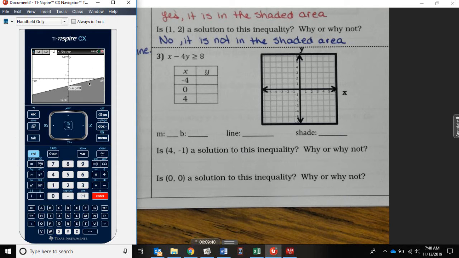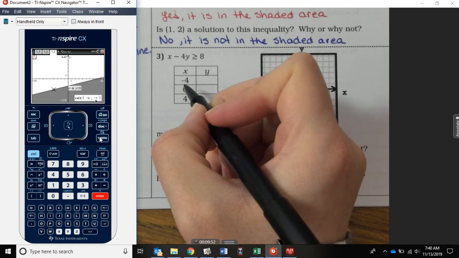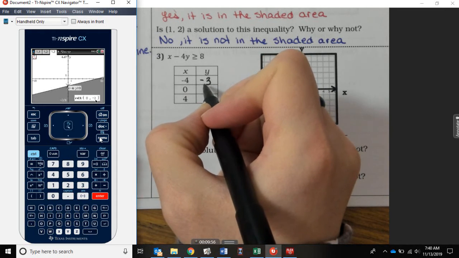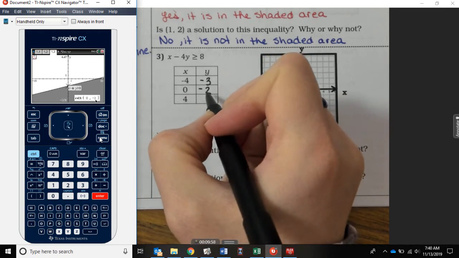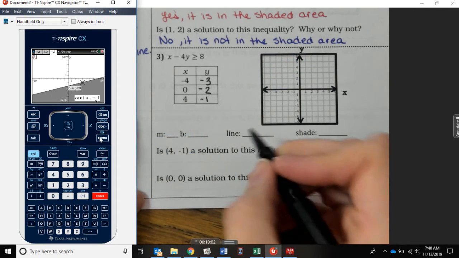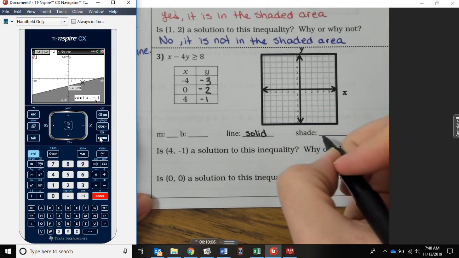Again, if we hover over the line, we can see that it is solid, shaded below. And then menu 5, 1 to get your points. My points: at -4 is -3, at 0 it is -2, and at 4, it is -1. So my line is solid, I'm shaded below the line.